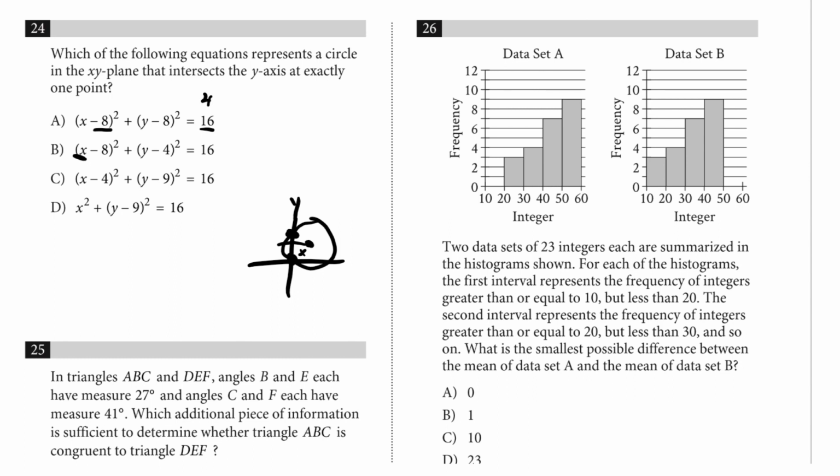Remember that for the equation of a circle, we have the radius squared on the right side of the equal sign. So if we have 16, that means that the radius is equal to 4. And since this is x minus 8 and the radius is 4, that means that this circle would not touch the y-axis at all.